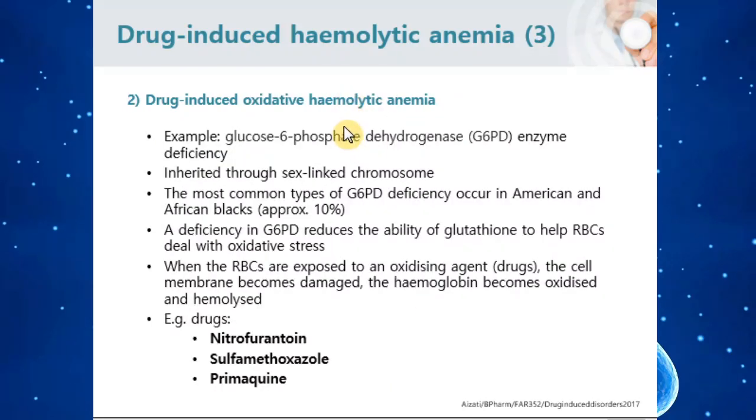For oxidative hemolytic anemia, for example in G6PD enzyme deficiency, it is an inherited condition through a sex-linked chromosome, and a deficiency in G6PD reduces the ability of glutathione to help red blood cells deal with oxidative stress. So when RBCs are exposed to drugs which can cause oxidation, the cell membrane becomes damaged, and the hemoglobin becomes oxidized and hemolyzed. Examples of drugs are nitrofurantoin, sulfamethoxazole, and primaquine.